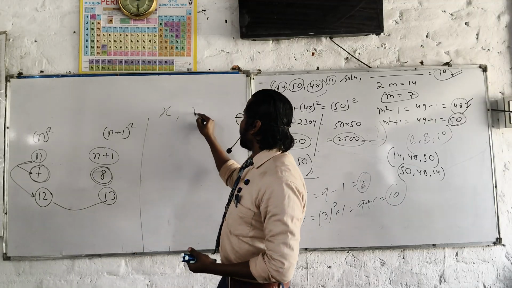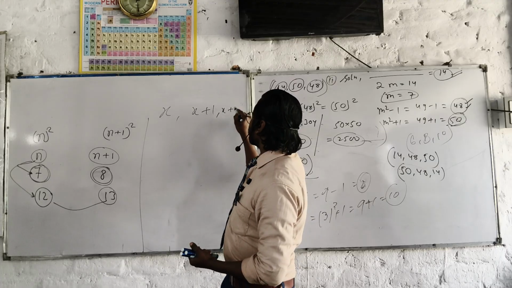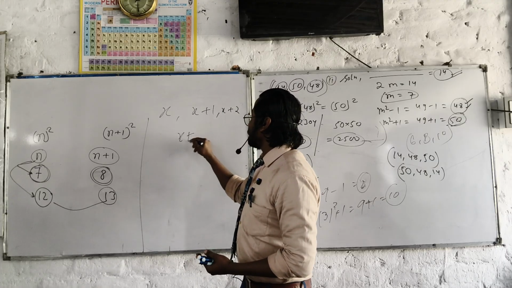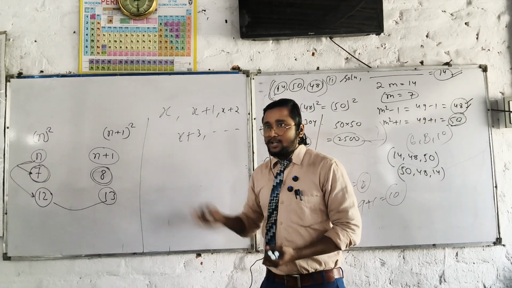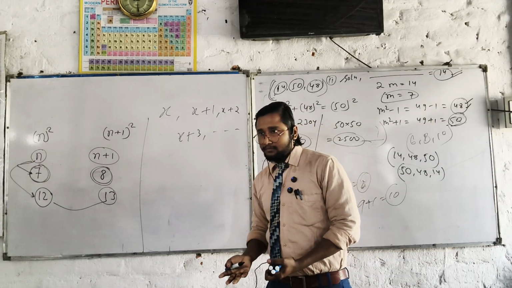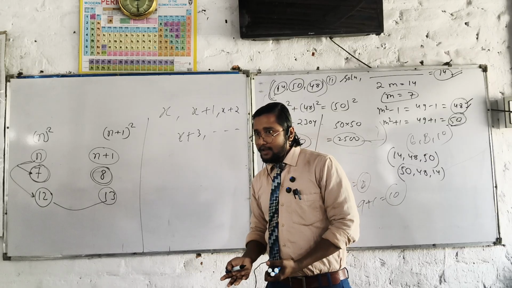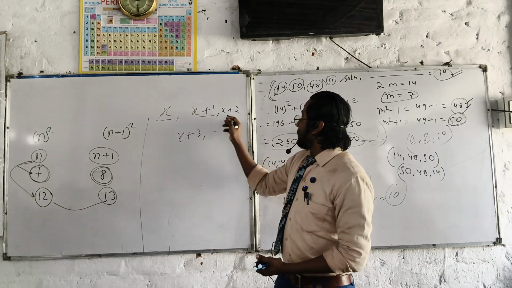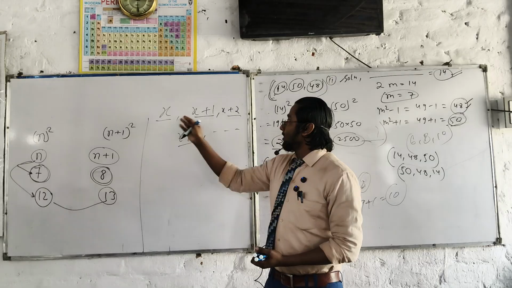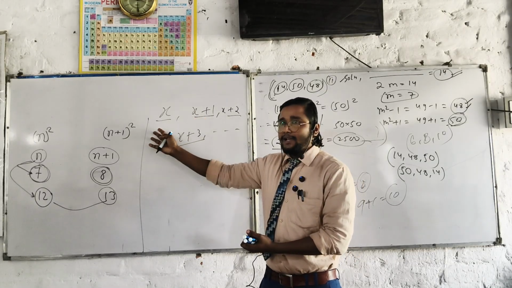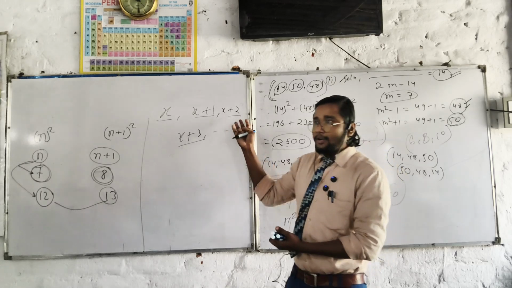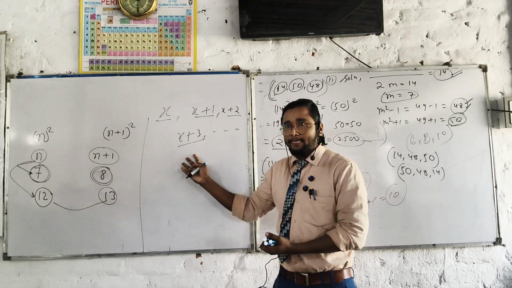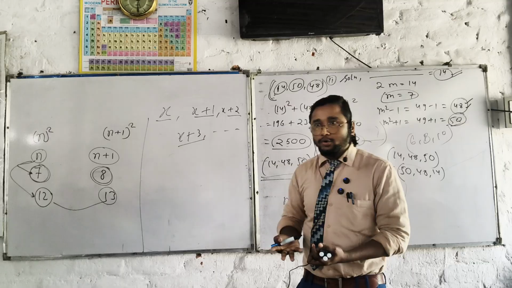Let me tell you one more time. For example, somebody tells you x and x plus 1 and x plus 2, or x plus 3. Always keep in mind these are consecutive numbers because they increase by 1 all the time. Do you get what I'm saying? Adding 1 to x, you'll get x plus 1. Adding 1 to x plus 1, you'll get x plus 2. Adding 1 to x plus 2, you'll get x plus 3. So these are consecutive numbers.